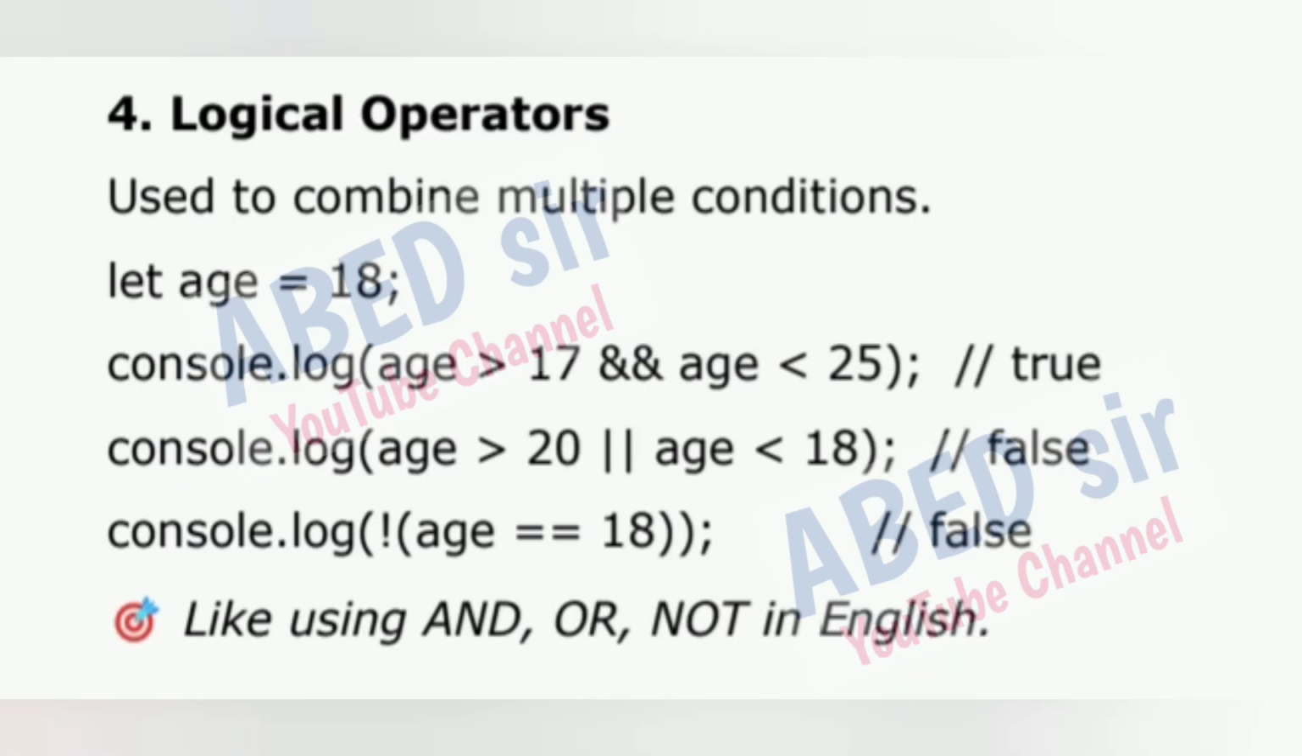4. Logical operators. Used to combine multiple conditions. let age = 18. console.log(age > 17 && age < 25) gives true. console.log(age > 20 || age < 18) gives false. console.log(!(age == 18)) gives false. Like using and, or, not in English.